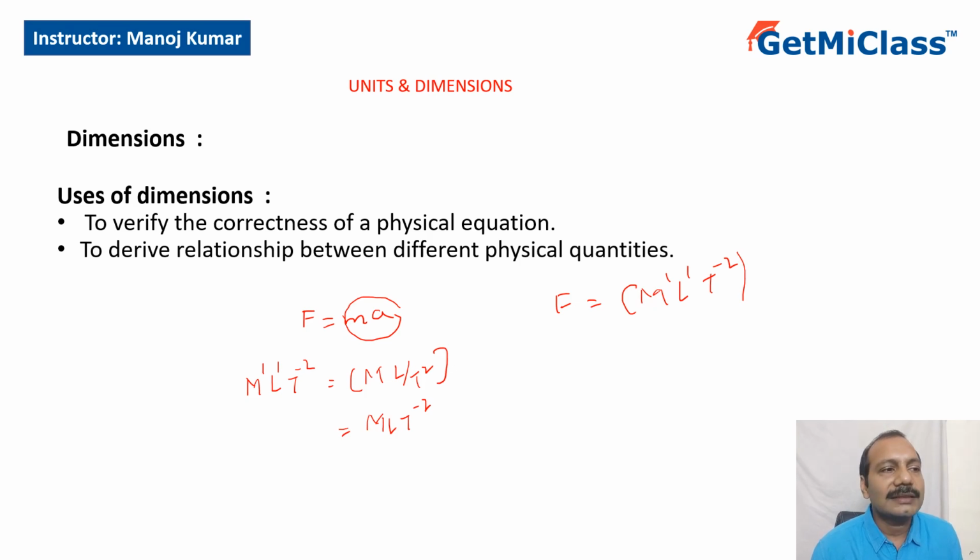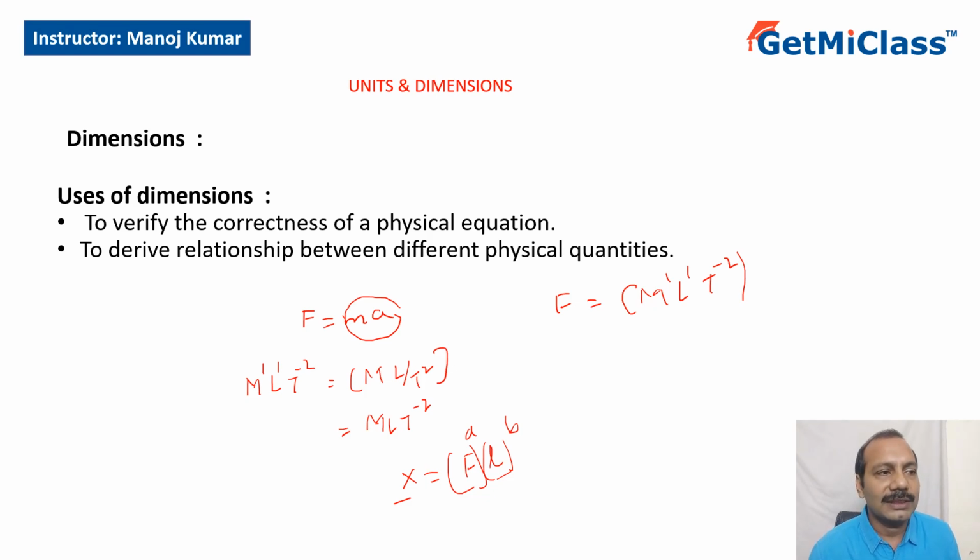Now the next use is to derive relationships between different physical quantities. Sometimes when we don't know the relationship between physical quantities, let's say I have some quantity x which depends on force and length. I'll write it as x equal to force power a and length power b. Then I'll find the dimensions of each side, and then I'll get a relation between those two. So we can derive a relation between these two physical quantities.